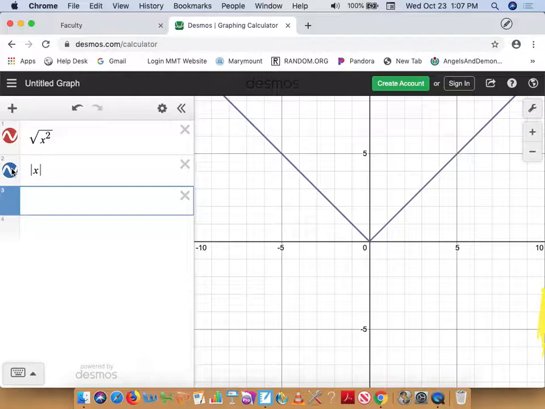Look at this. If Gabby puts in 3 and squares it, she'll get 9. What happens if she puts in -3 in parentheses and squares it? She gets the same result, doesn't she?